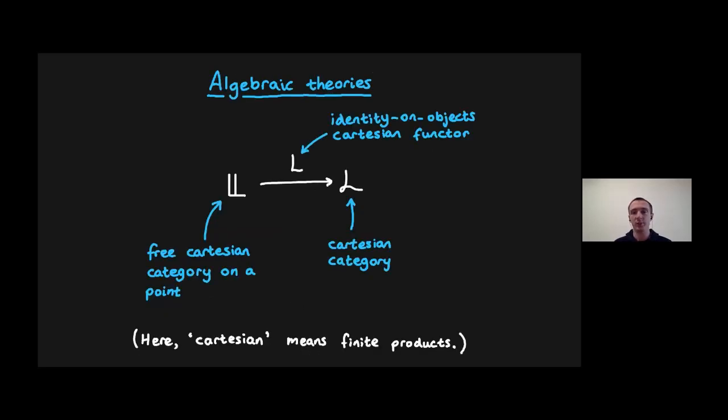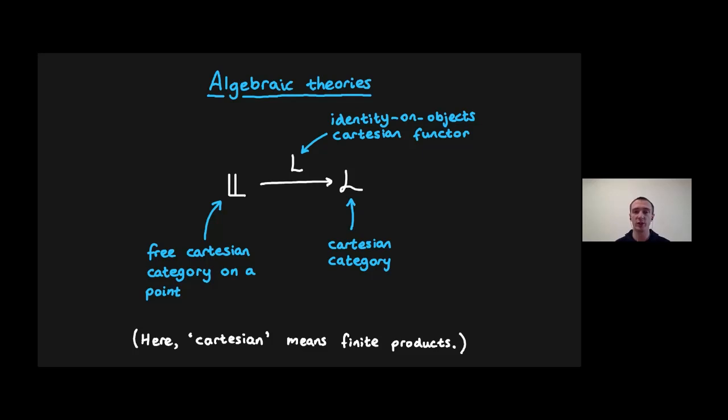So in 1963, Lawvere introduced the notion of algebraic theory to capture this sort of algebraic structure very generically and free from syntax. The structure he came up with was this: you have an identity-on-objects functor, which preserves some structure representing the equational logic of universal algebra. On the left, we have the free Cartesian category on a single object, which is going to represent equational logic, essentially.